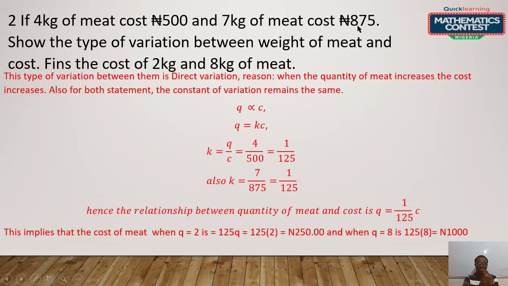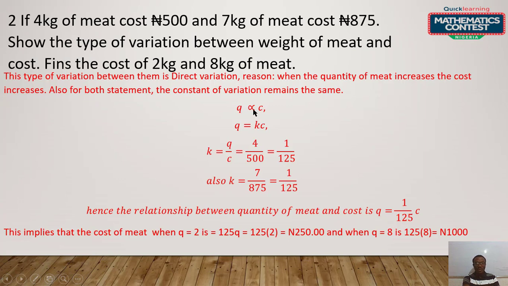So let's prove it by getting the constant of proportionality. If we get the same value, we'll know it's direct variation. The type of variation between them is direct variation. The reason is that when the quantity of meat increases, the cost also increases. Also, for both statements, the constant of variation remains the same. How do we get to know that?